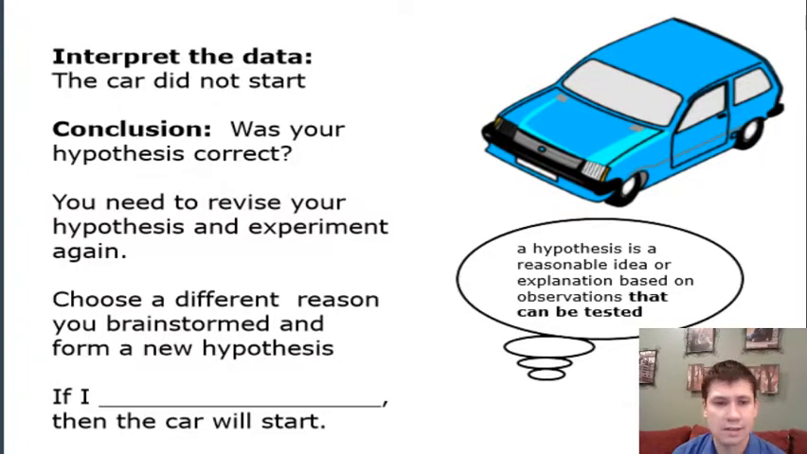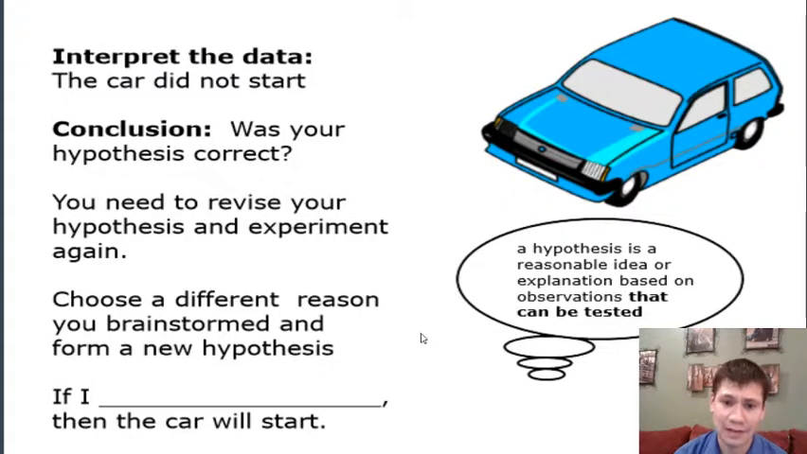We did not get the car to start by our hypothesis, which was that putting gas in the car would make it start. So we need to revise our hypothesis and experiment again. We're going to choose a different reason. Let's go back to what we had before. We opened the door and we didn't see any lights. That was our observation. So let's say the battery is dead.